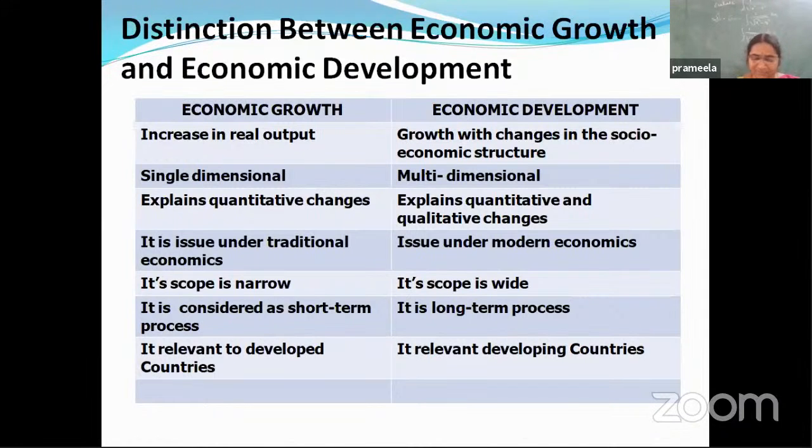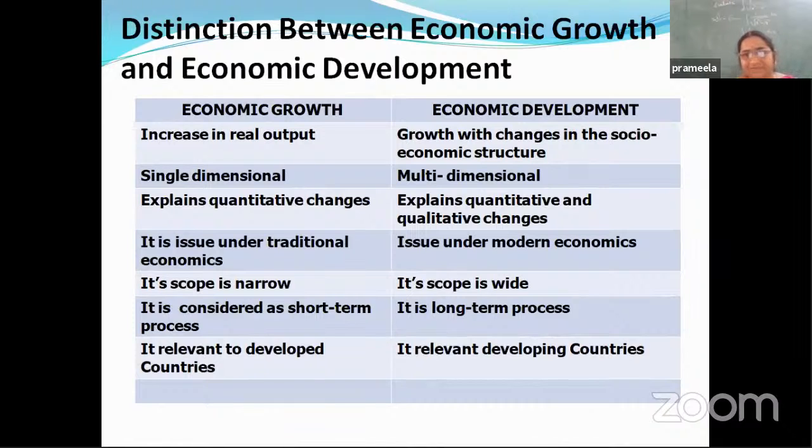Next, economic growth is considered a short-term process. That means the increase in production is compared within a limited time period, like 1 year, 2 years, 3 years, or 4 years. We can compare the production or productivity of different sectors or industries, how much it increases from last year to this year. So it considers only a short period.